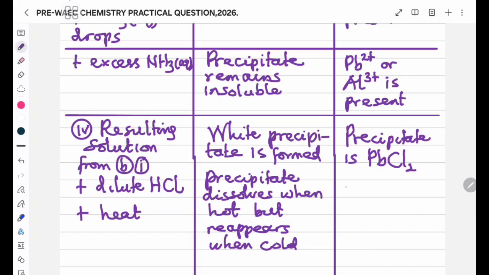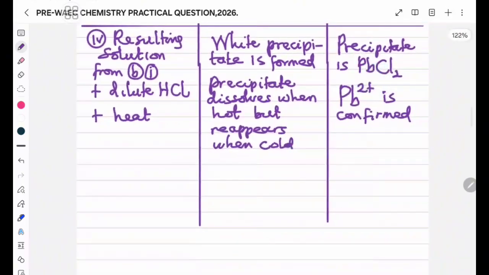So it confirms that it is not aluminum chloride. Aluminum chloride is soluble in water, even at normal room temperature. It's a soluble salt. Aluminum chloride is one of the chloride salts that are soluble in water. But lead 2 chloride is an insoluble chloride salt. So this confirms that the ion in the inorganic salt in sample C is lead 2. So lead 2 is now confirmed from test Roman figure 4. We are done with this.